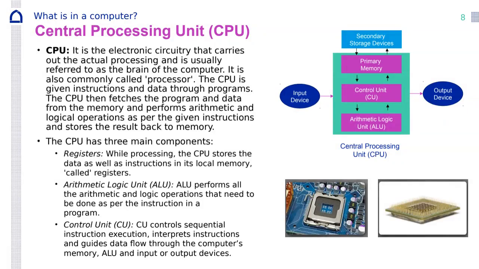Then we have the control unit, or CU. It controls sequential instructions execution. It interprets instructions and guides data flow through the computer's memory, ALU, and input or output devices. This is all controlled by the CU. They are all part of the CPU.